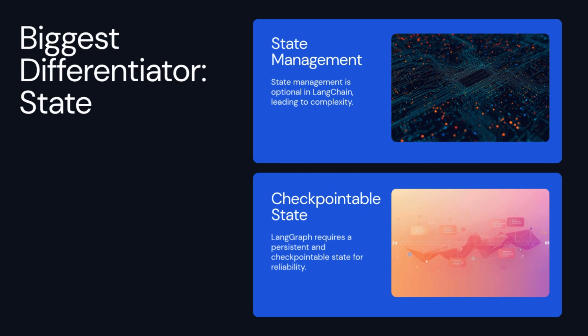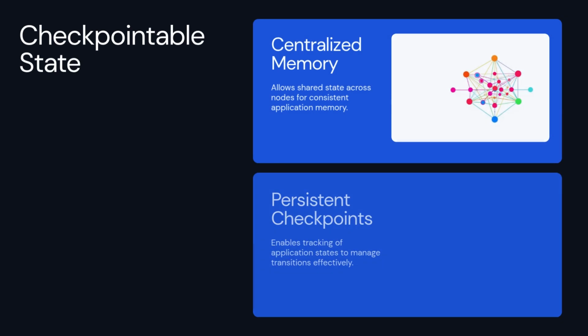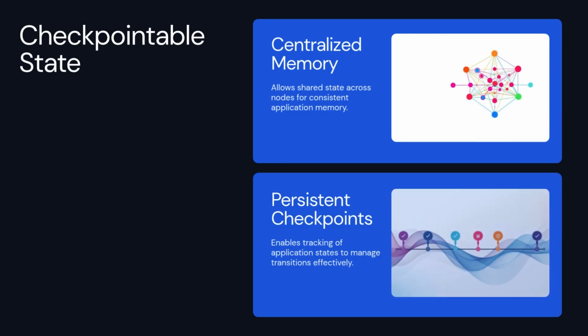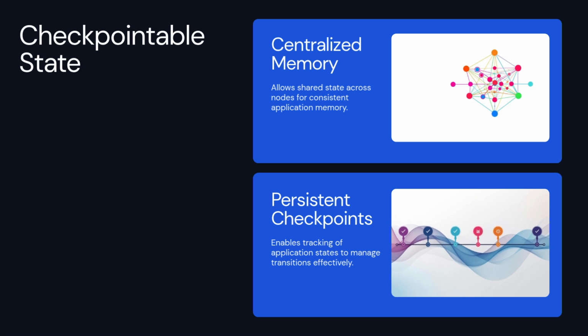Oh, absolutely. In LangChain, memory, state, it's kind of optional. Often it's like an add-on you wrap around a chain. It works, but it can feel a bit bolted on, maybe episodic. LangGraph just flips that completely. It demands central, persistent, checkpointable state. It's not an option. It's the core. It's the application's memory, shared everywhere across all the nodes in your graph.